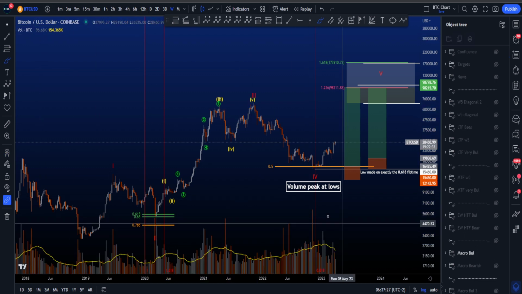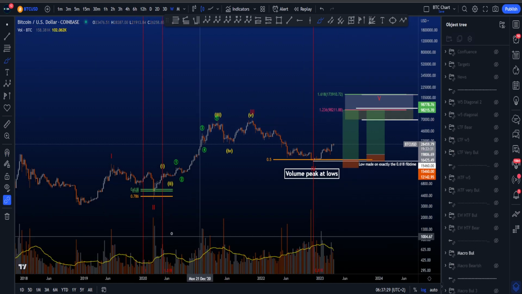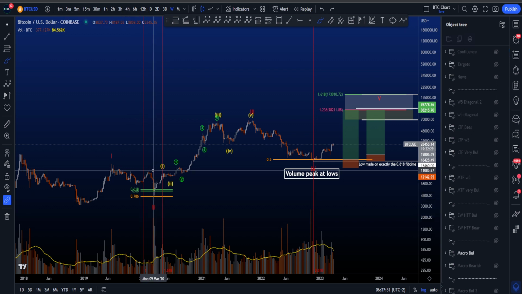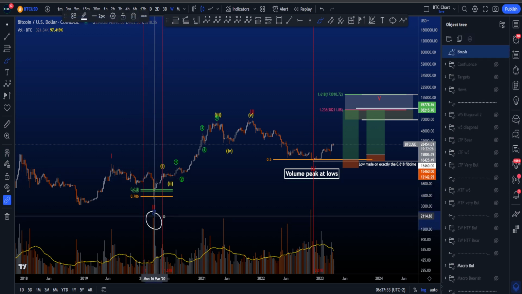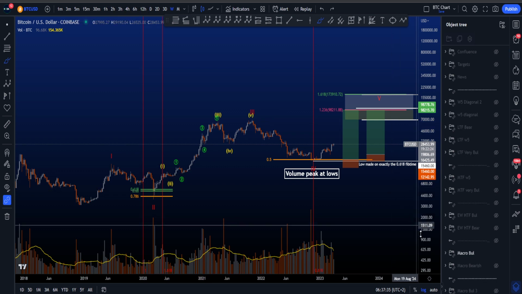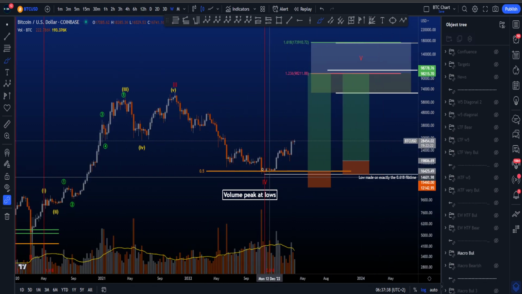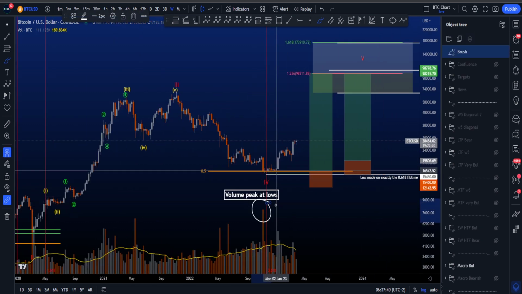And we had a volume peak at the lows, which can signal a reversal, just like it did with wave 2 over here, the last red candle, high volume peak before the move up in a wave 3. And that can also be possible with this wave 4 with the high volume peak that you have over here.